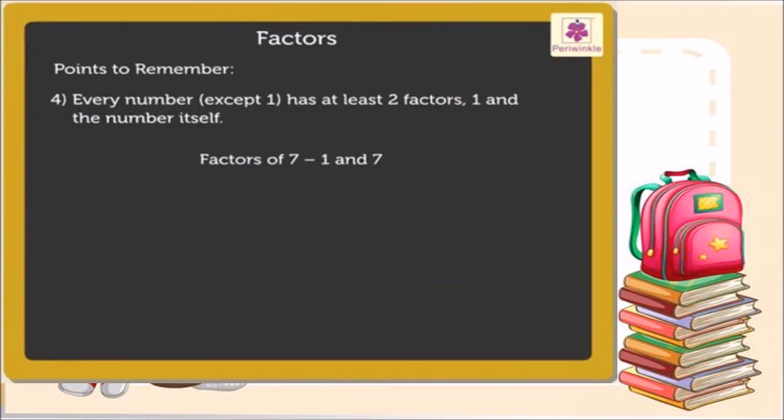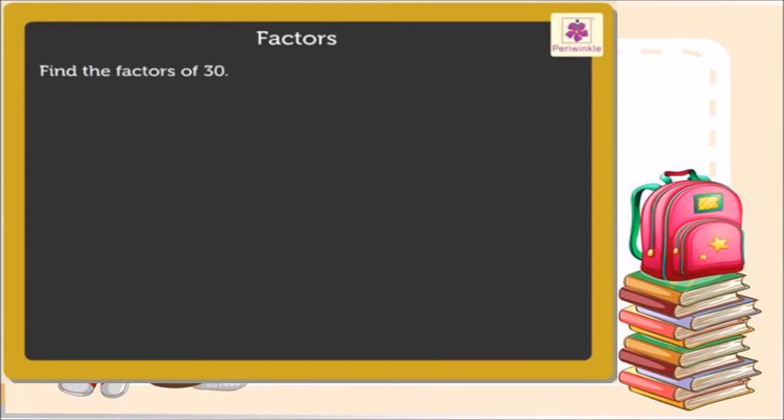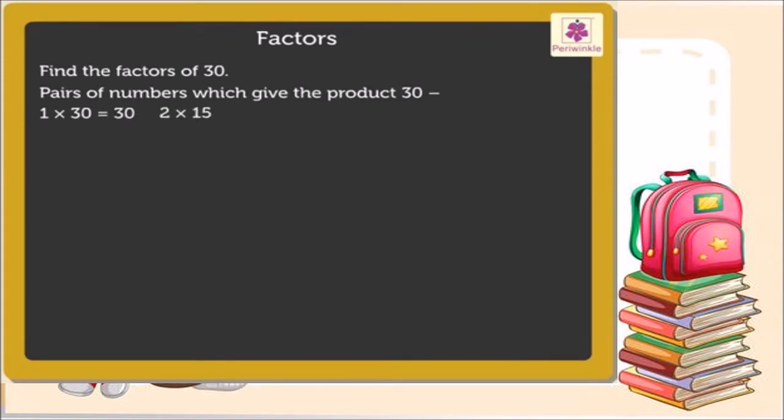Now, let us find the factors of one more number. Let us take the number 30. The pairs of numbers which give the product 30 are 1 into 30 is equal to 30, 2 into 15 is equal to 30, 3 into 10 is equal to 30, 5 into 6 is equal to 30. Thus, the factors of 30 are 1, 2, 3, 5, 6, 10, 15, and 30.